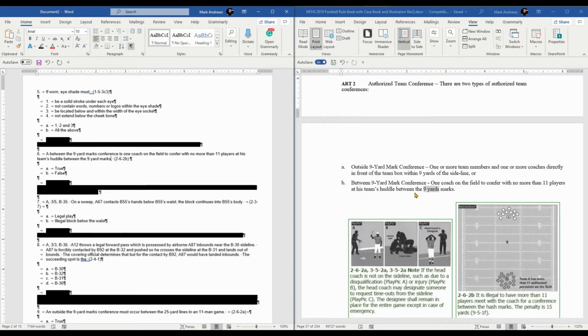And just a little caveat here. For years, this was called a between the hash marks conference. So you're still going to hear that term used by guys that have been around for a while. But just understand it's the same thing, okay? So 9-yard mark, hash marks, they're used interchangeably. But apply the rule as it's written in 262B here. All right, let's move on.